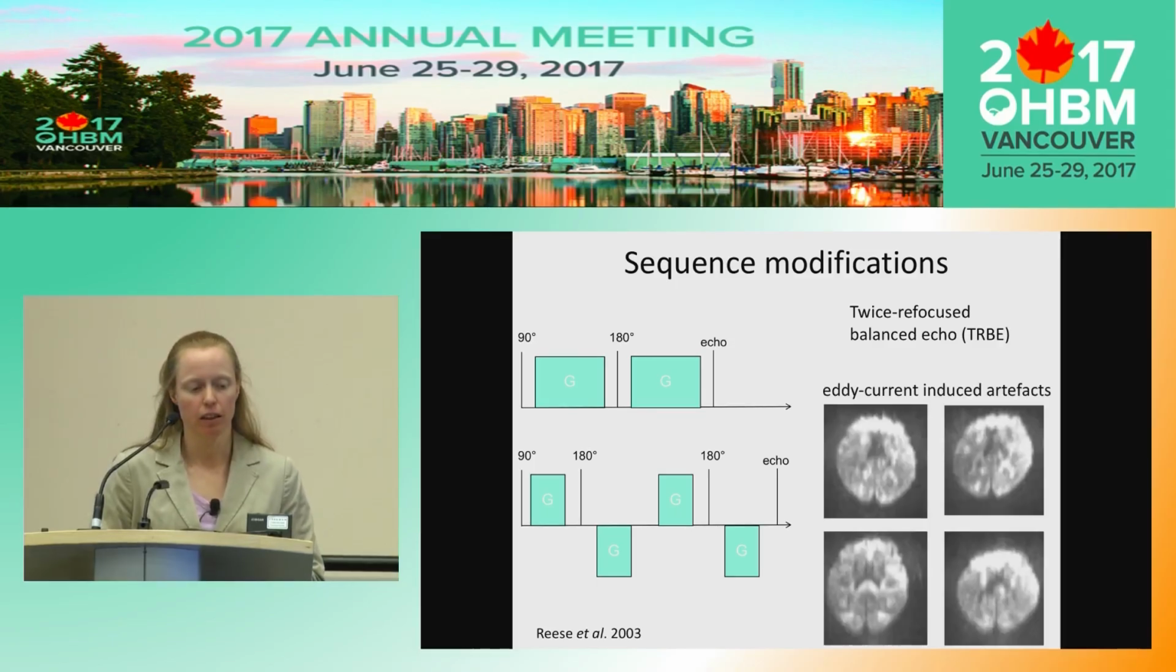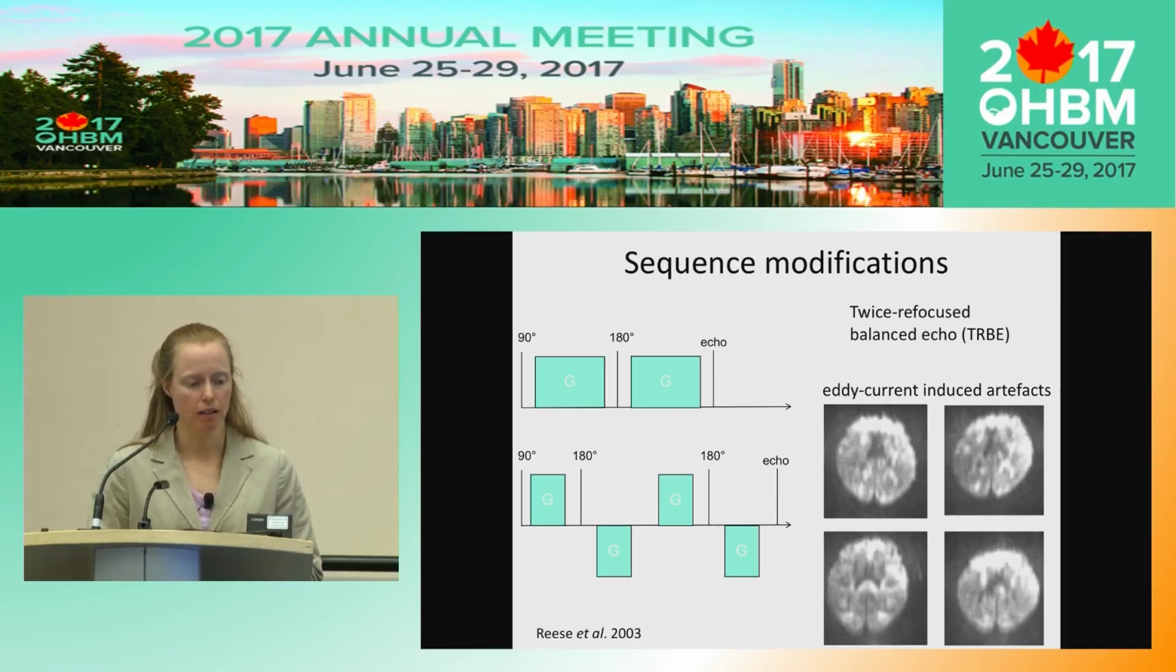And why would you want to do this? Well, this can really reduce some artifacts called eddy current induced artifacts that are common in diffusion imaging. What I'm showing you here is a monkey brain that we scanned with a custom coil we built. And these are all the same slice of the same anatomy.